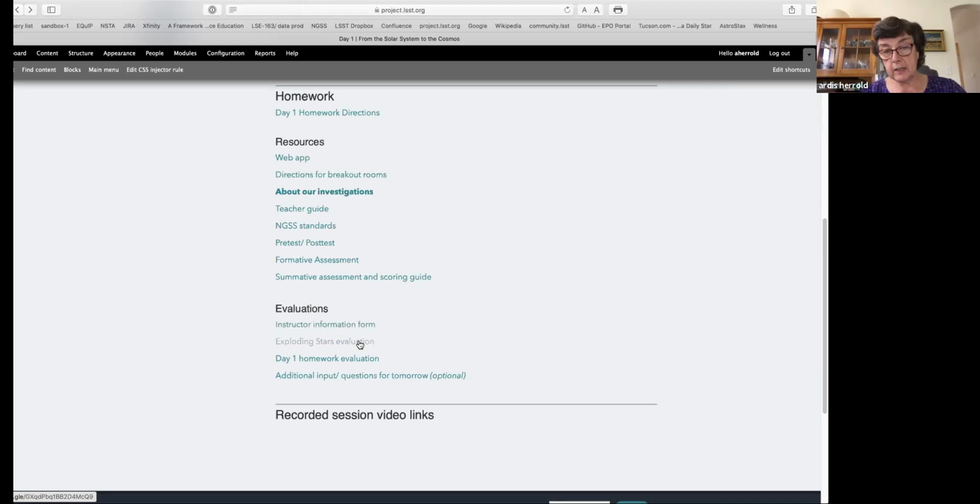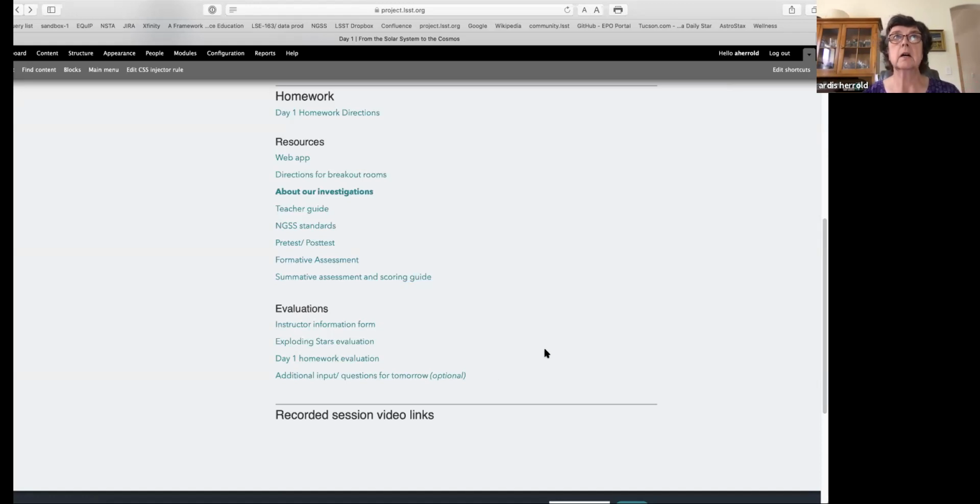The Exploding Stars evaluation is going to ask specifically about the app, and the day one homework evaluation is going to ask some other questions about what you've looked at today. And as I said before, this last one is just optional. So one of the questions I had from a participant is, is there somewhere I should be recording my notes on things? Well, no, you don't have to give us any notes except what you want to tell us.